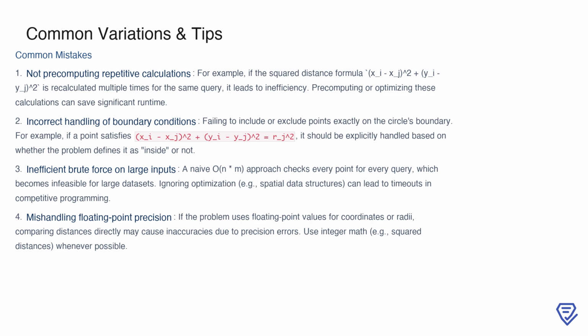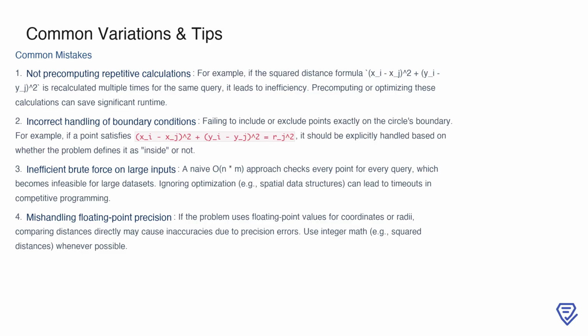Another issue is incorrectly handling boundary conditions. If a point lies exactly on the circle's boundary, you must explicitly decide whether the problem considers it inside the circle or not, as this can lead to incorrect results. A third mistake is relying on a brute force approach for large inputs. While checking every point for every query might seem straightforward, this O(n * m) approach becomes impractical for large datasets. Finally, mishandling floating point precision is another common pitfall.